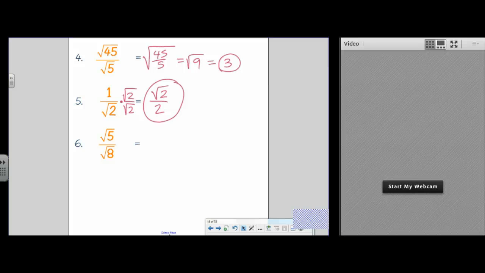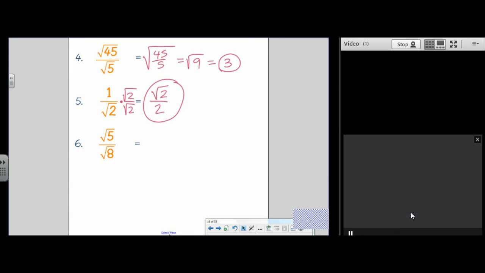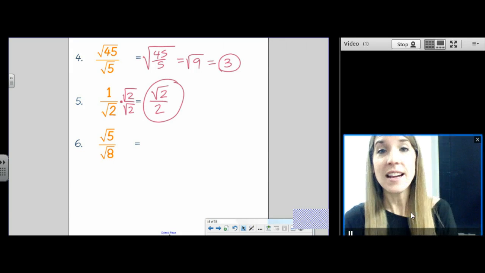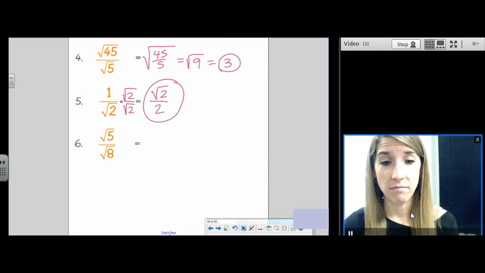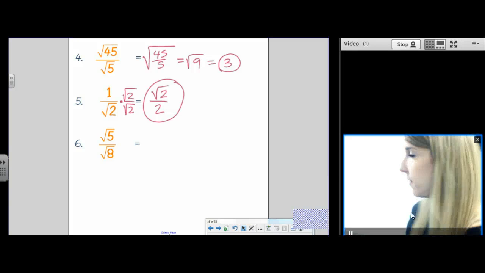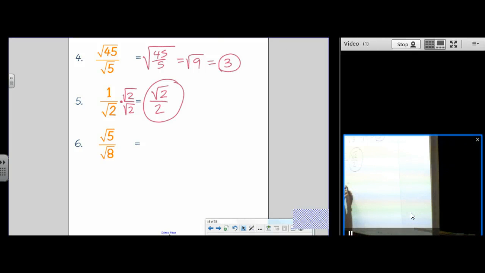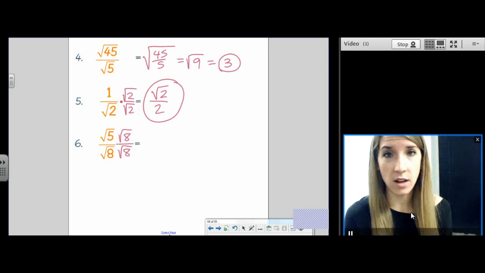Neither option is better than the other. There's not a better answer. I'm going to rationalize first and then I'll simplify later, but you can do it the other way. So rationalizing just means to get that radical out of the denominator. Get it out because it's not allowed there.